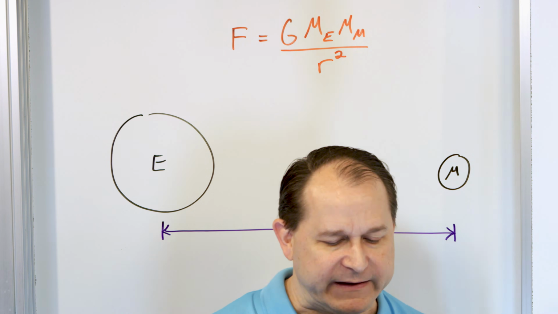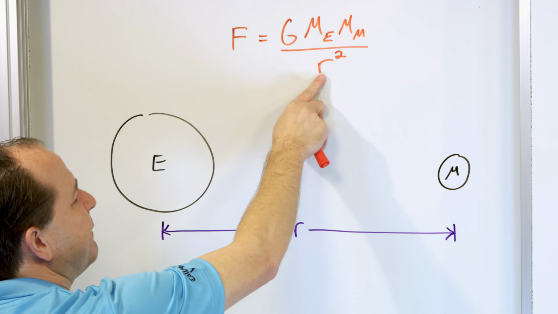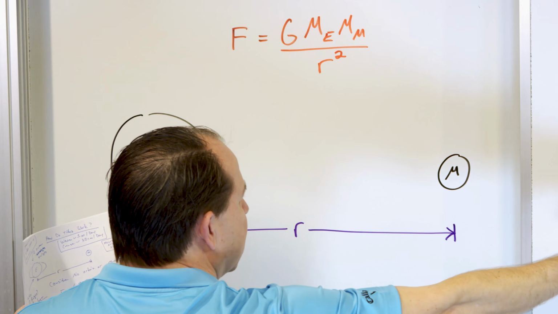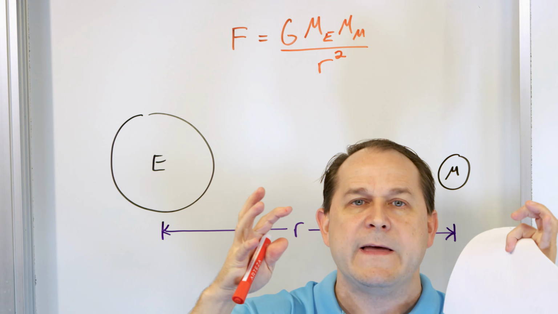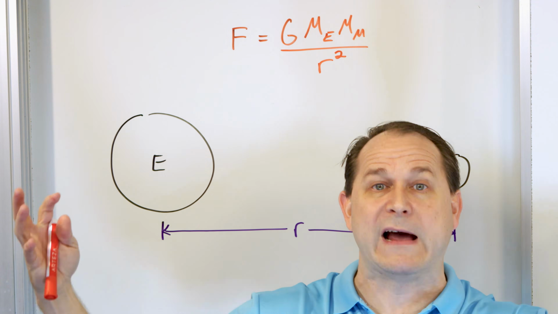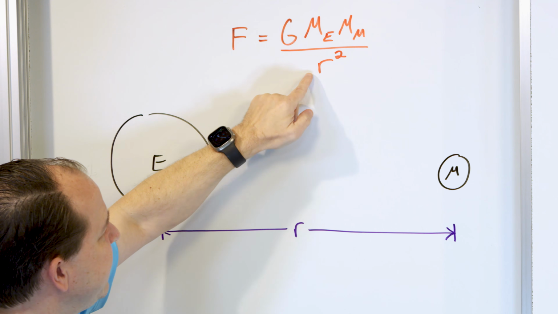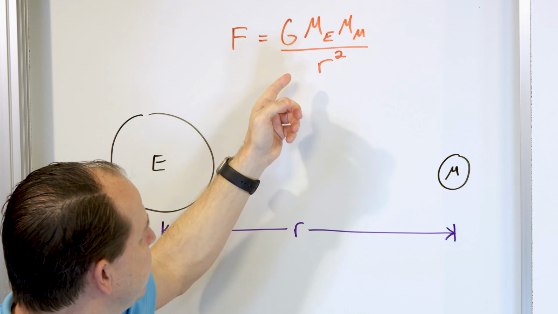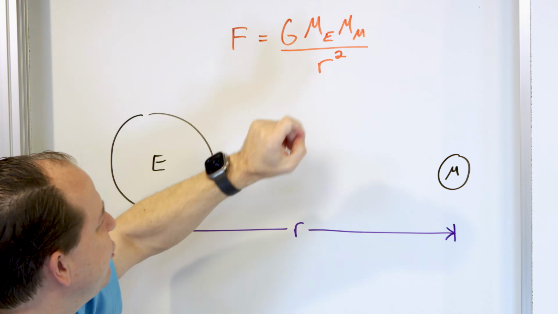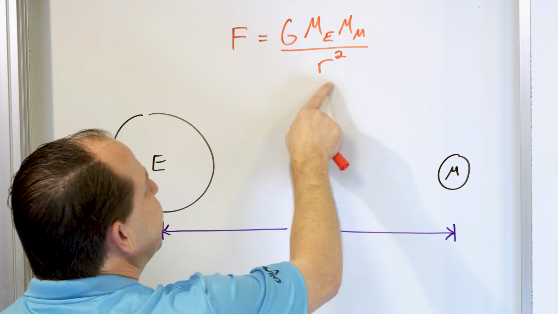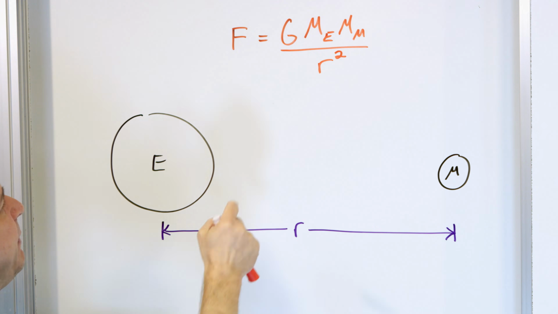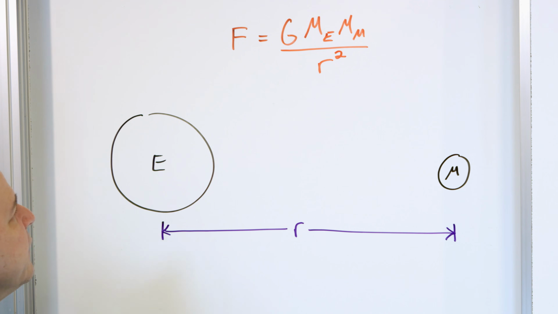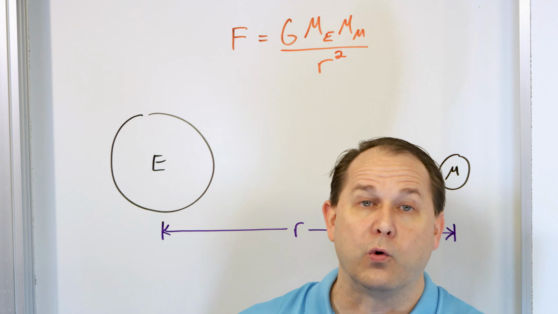And what that means is if you, for instance, make the distance between them two times bigger, if you take the Earth and the moon and make the distance between them 2 times larger, then you would put in a 2r there. And since you're squaring it, 2 squared is 4, so the gravitational force would go down 4 times.